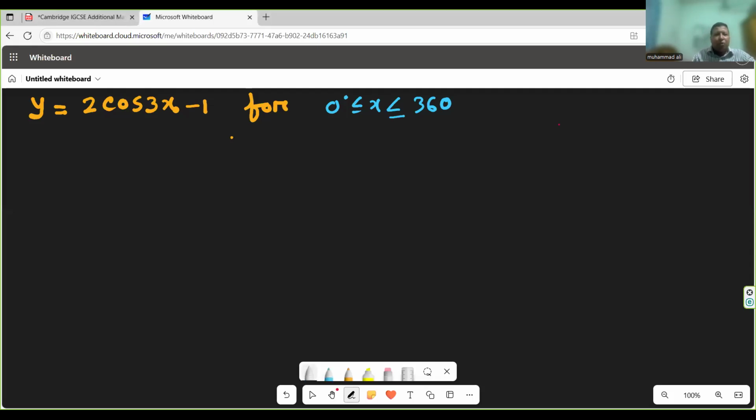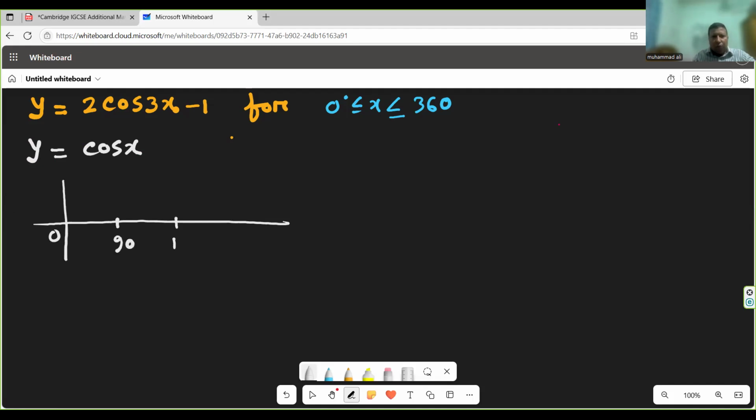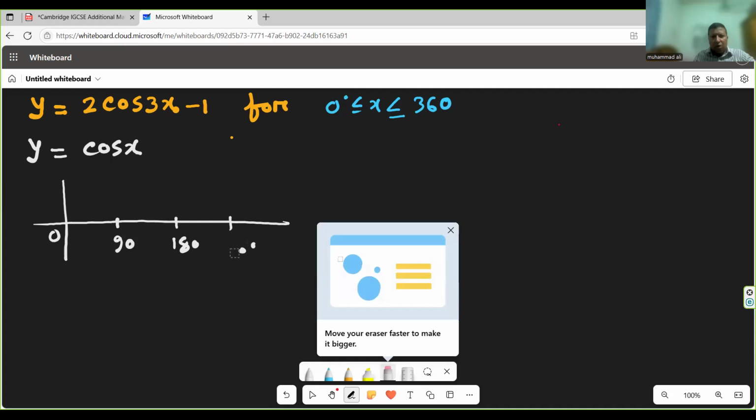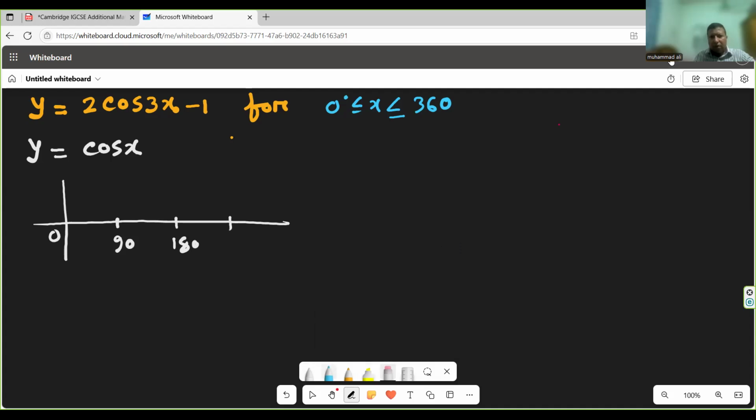At first, we have to sketch this curve, y equals cos x. So this is step 1: 0, 90, 180, 270, and 360. Maximum point 1, minimum point minus 1.